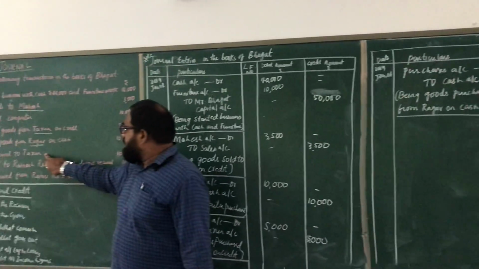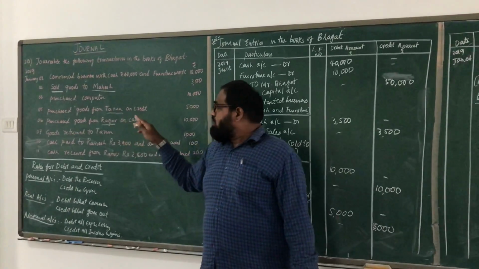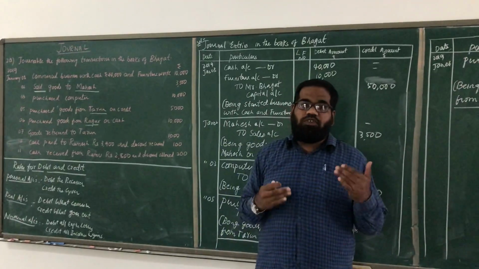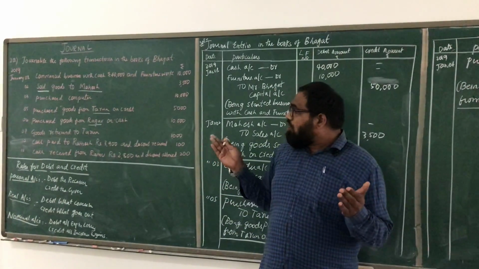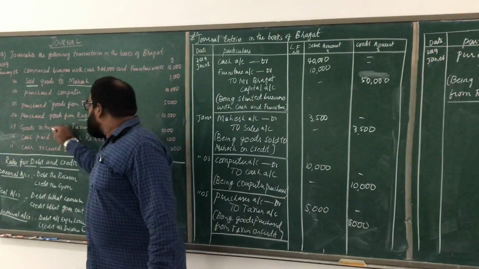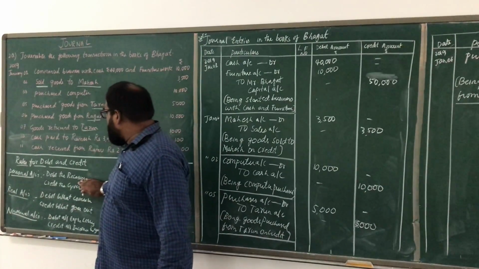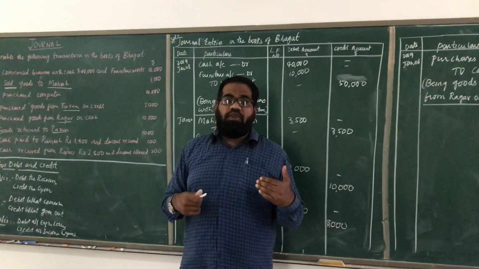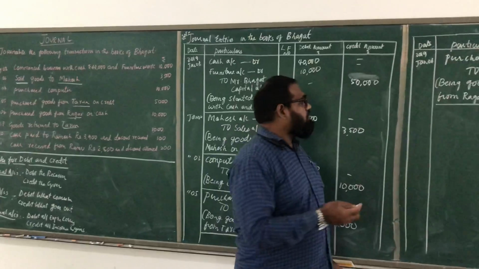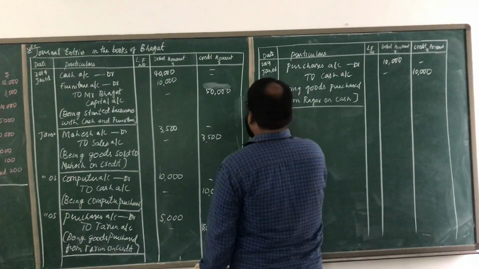Goods returned to Tarun. On 5th of January, we have purchased goods from Tarun. Now on 7th of January, some products are defective, and we are returning them to Tarun. As per the question, we have to see whether Tarun is the receiver or giver. Tarun comes under the personal account rule. We are the businessman returning our product to Tarun, so Tarun becomes the receiver. As per the rule of personal account, debit the receiver.